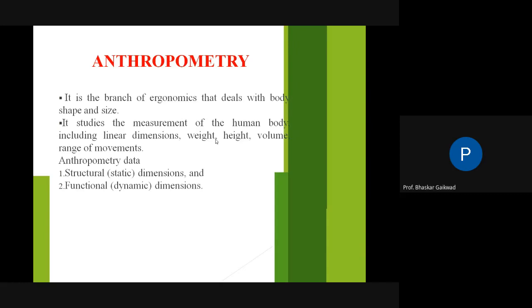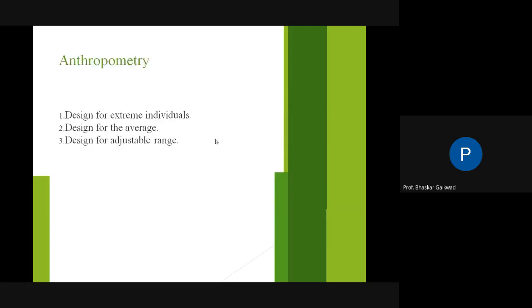What data do we require here? Static and dynamic. Static means a stable position, where we check all the body dimensions. Dynamic conditions means while working, you have to check the condition. So here there is design for the extreme individual, design for the average, and design for adjustable. In the last lecture, I gave one example: a chair. How can we design the chair? What should be the height of the chair?